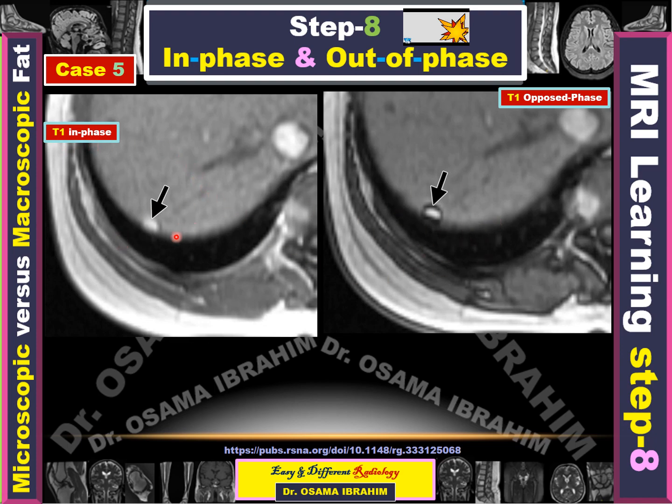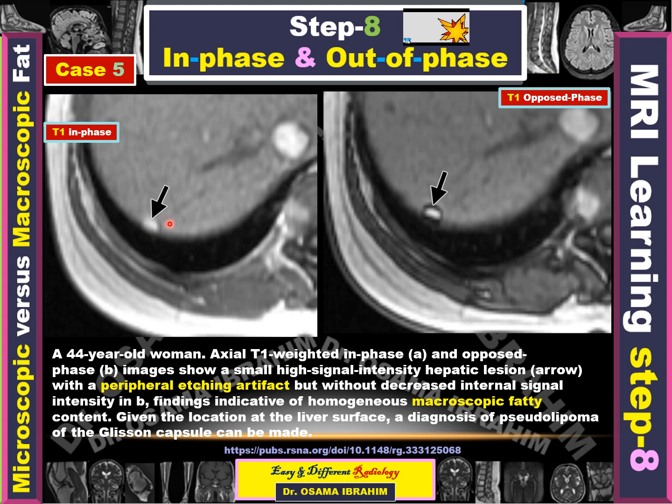What about the lesion? The lesion appeared high signal in the T1, representing a fatty lesion, and not suppressed in signal in the opposed phase in the center of the lesion. So it is not representing microscopic fat, it is representing macroscopic fat with peripheral etching representing lipoma or pseudolipoma because the site of the lesion is at the region of the capsule of the liver.